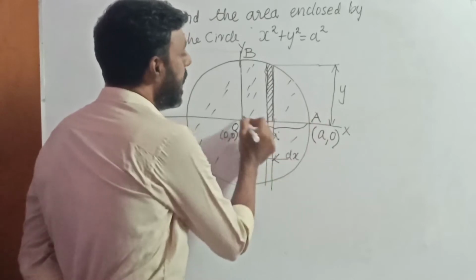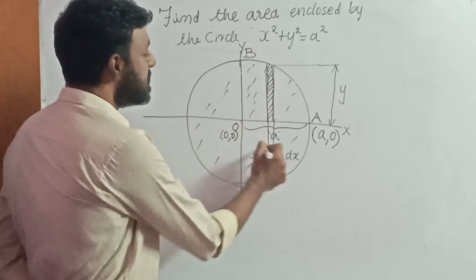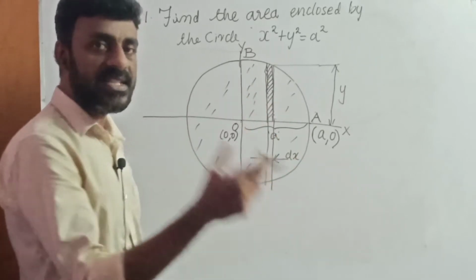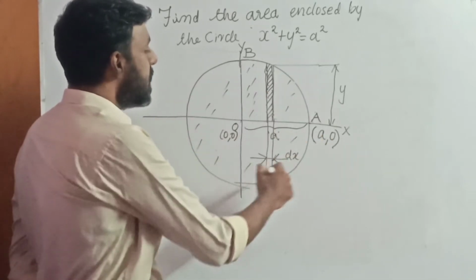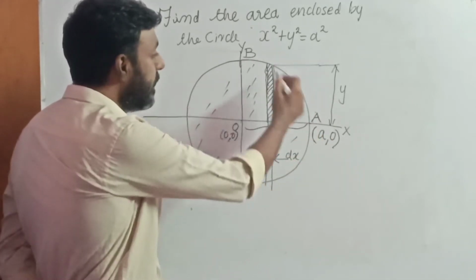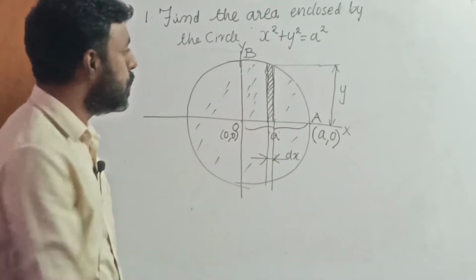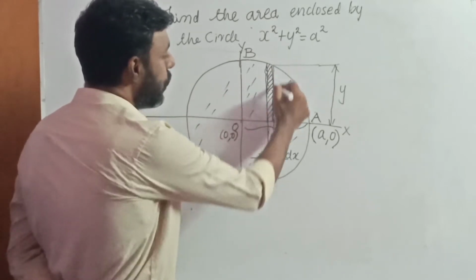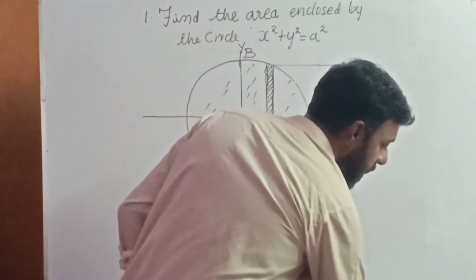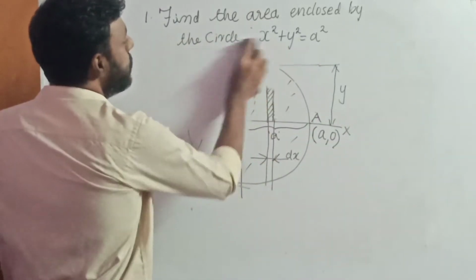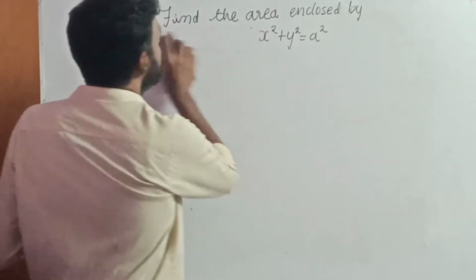Once I find the area of this part, I'm going to multiply it by 4, because 4 different regions are there. When I multiply by 4 with the current result, I'll be able to get the area of this entire region that has been bounded by this circle. Right? So now I'm going to find the area of this vertical strip. Now I'm going to rub this off and we'll start with solving the problem.